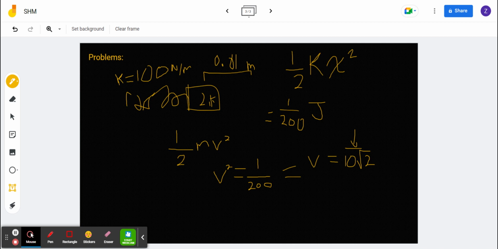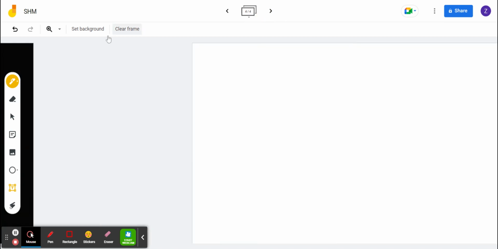The next question is, what is the angular frequency? And that is simple application. Omega is equal to root k by m. Thus, the angular frequency is root 50 rad per sec. Okay. Next question.